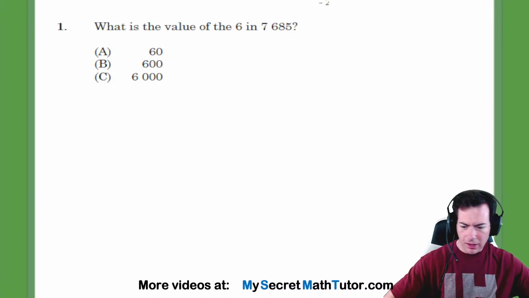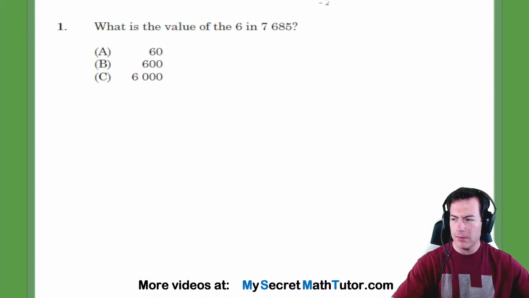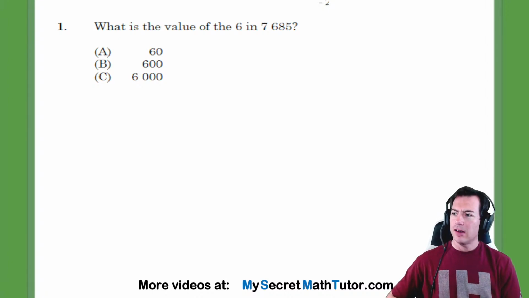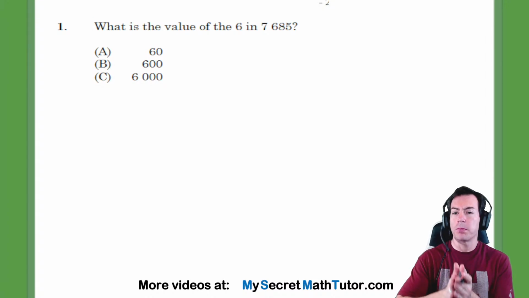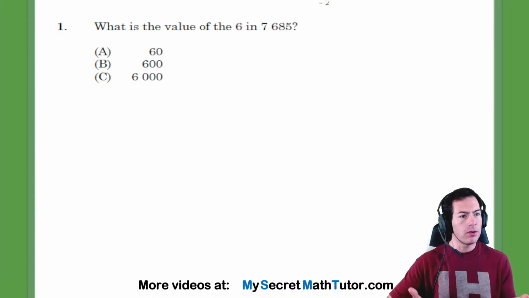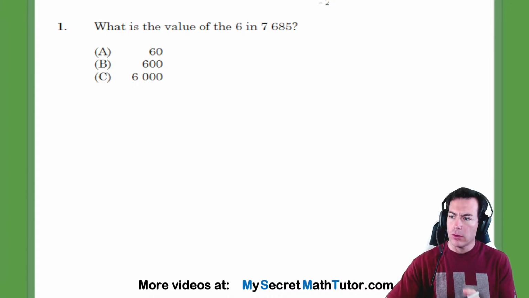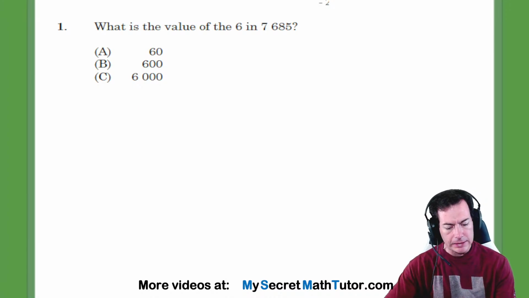Here's the first one that I got from a practice exam for the CXC. This first one simply wants to know what is the value of 6 in the number 7,685. When you have a number like this, every single place value has a different value. Of course, we use a base 10 system, so that 6 is one of those powers of 10. Since it's in the third spot, we would consider this to be 600.